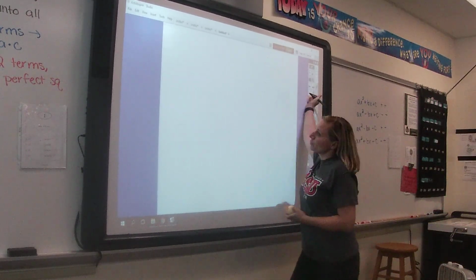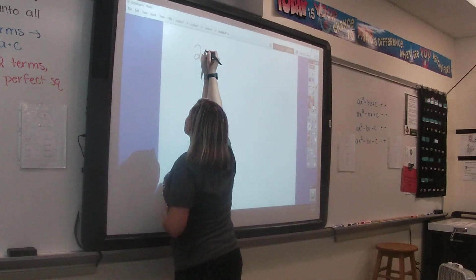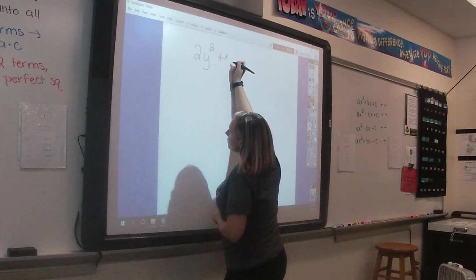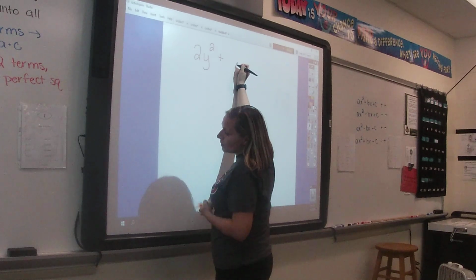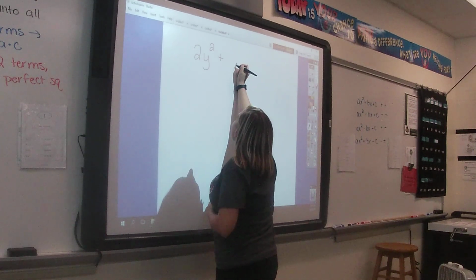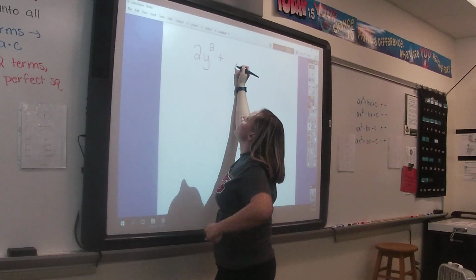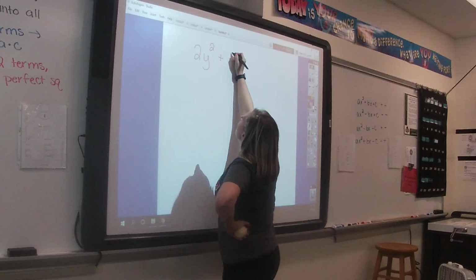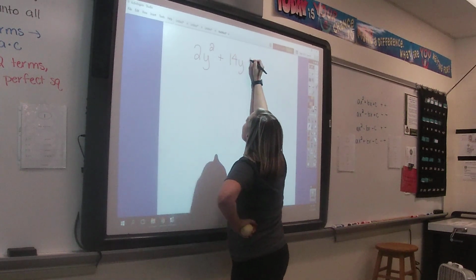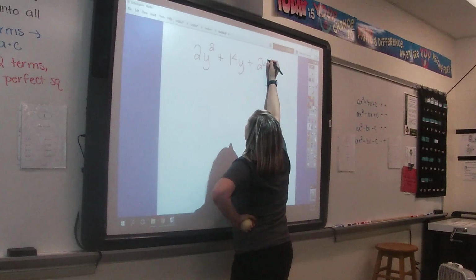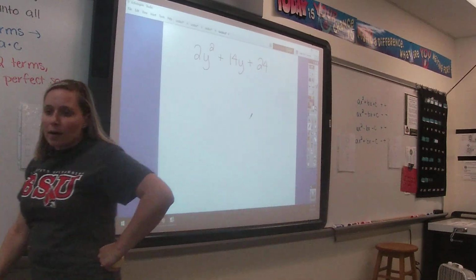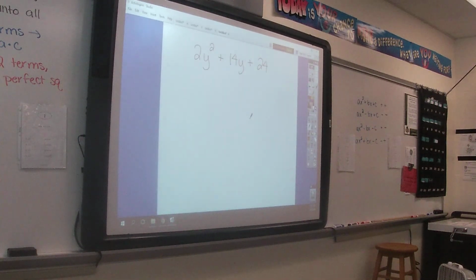So here we go. Is this an example? Two y squared plus 14y plus 24.